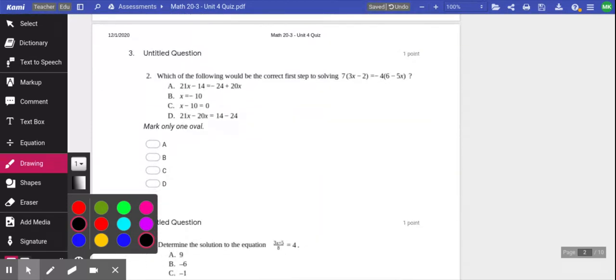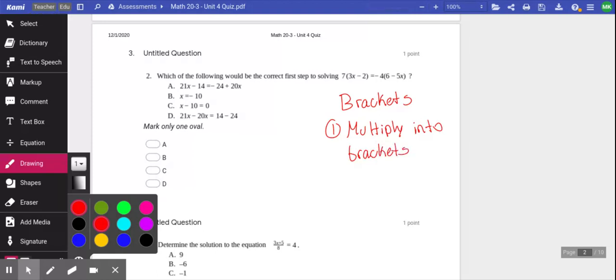All right, looking at B. Which of the following would be the correct first step to solving? When you get a question with brackets, the first step is to multiply into brackets. Right? We want to get rid of those things. So we need to take that 7 and multiply it by 3 to become 21x. And we take that 7 and multiply it by negative 2 to become negative 14.